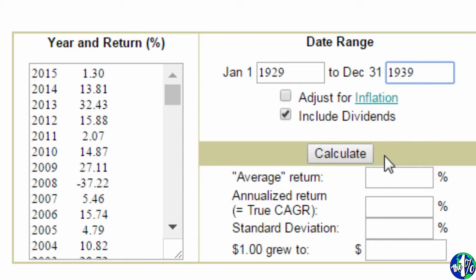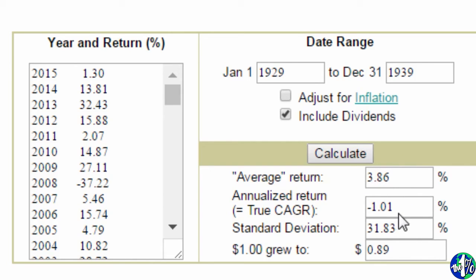So I put in the dates. I'm going to include dividends, like we're reinvesting dividends, and we're going to see what our return is, and we'll walk through this here real quick. So I hit calculate after I put my dates in, and we'll adjust for inflation in a second. I'll demonstrate that. But first, you can see the average return, even during the Great Depression, was 3.86. Now that's the average. That's not compounded, so a compounded number will be less.